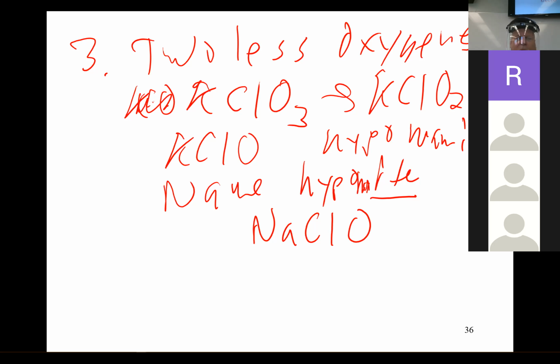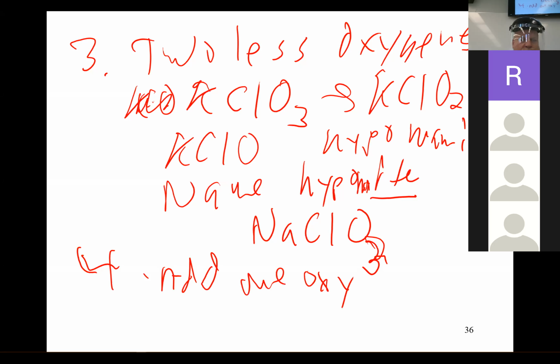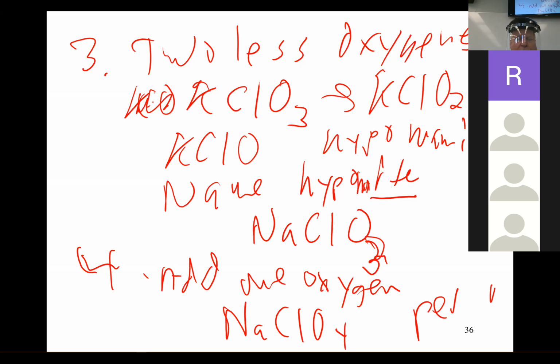Okay, because if I add one more to it, what is that? Sodium chlorite. Yes, and put one more on it. What is that? Sodium chlorate. Yes, very good. Now the fourth rule is add 1 oxygen. So this is sodium chlorate. What is this? ClO4. Here you have a prefix, which is per-ate. So what is that? Yes, sodium perchlorate.